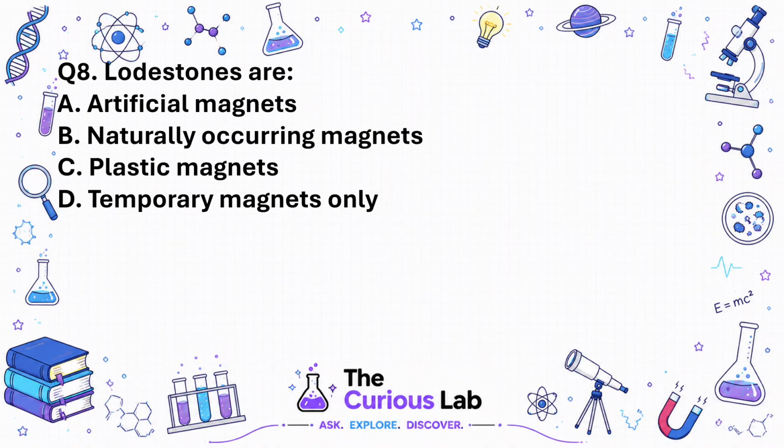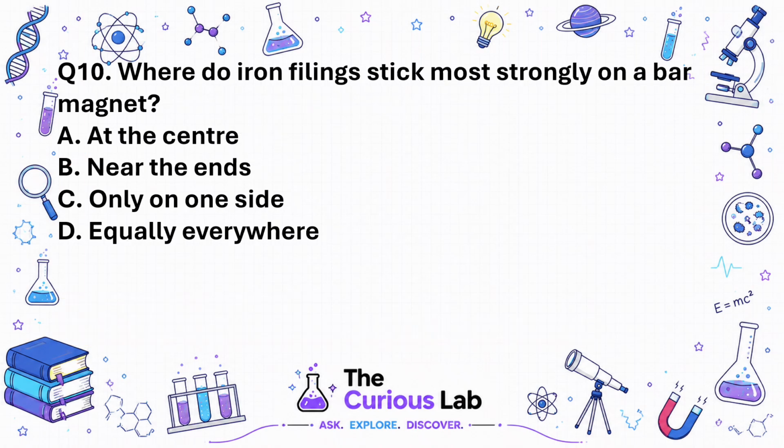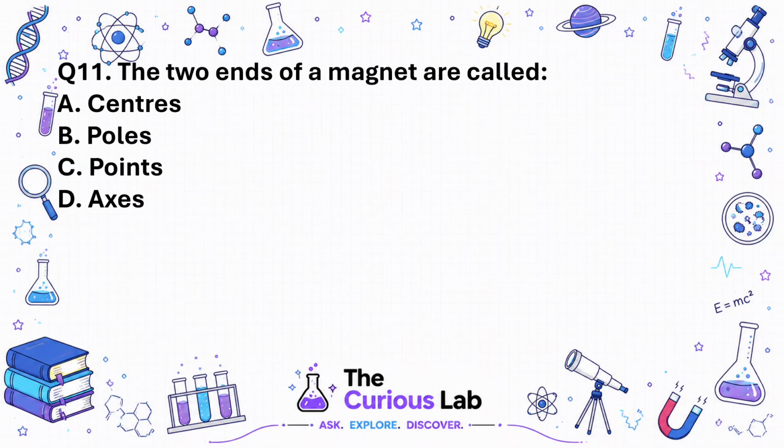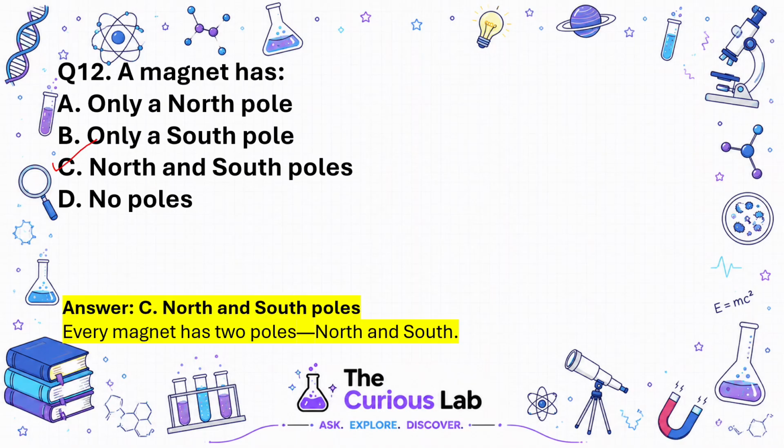Lodestones are naturally occurring magnets. The magnets commonly used in toys, pencil boxes and laboratories are generally artificial magnets. Where do iron filings stick most strongly on a bar magnet? We have seen that it sticks more near the ends. The two ends of a magnet are called poles. A magnet has north and south pole.